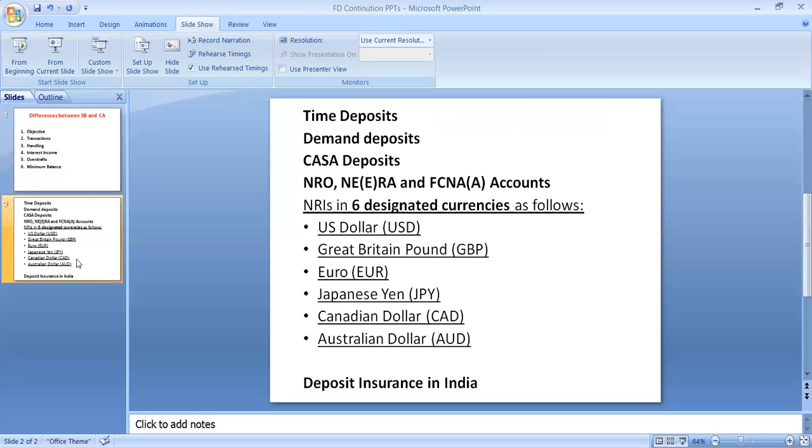Well, now I'll focus on some other terms like time deposit, demand deposit, CASA deposit, NRE account and NRIs, are designated in 6 currencies. What are those 6 currencies? And at the end, I will tell you something briefly about deposit insurance in India.